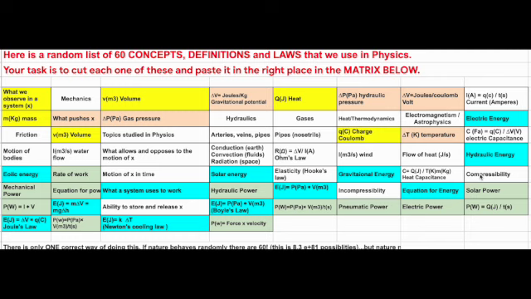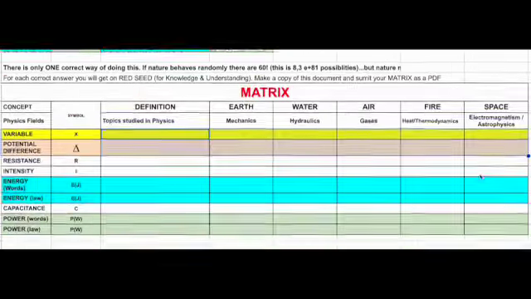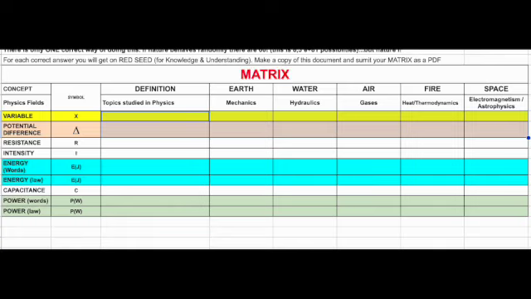These are the words in disorder, disorganized words and concepts and equations, and you need to put them in order here. That is the game for today's lesson. Go for it.